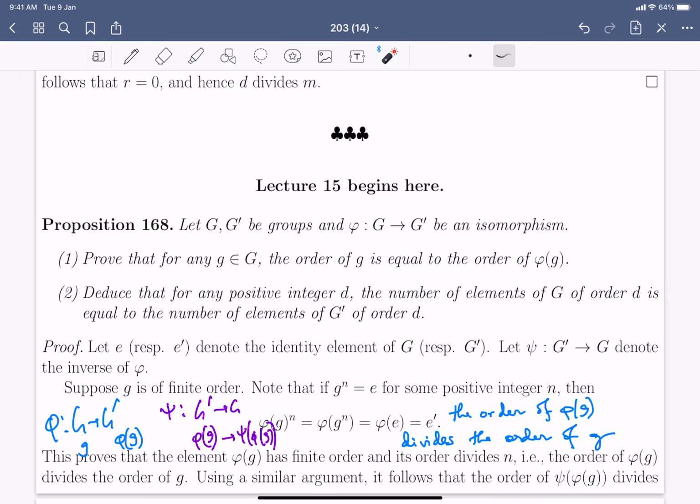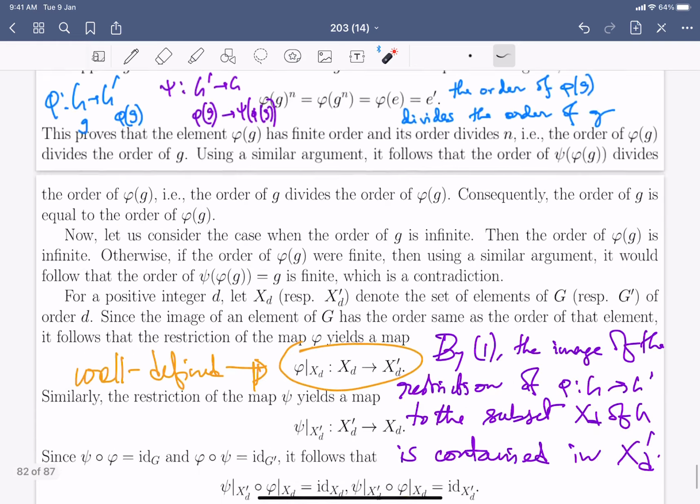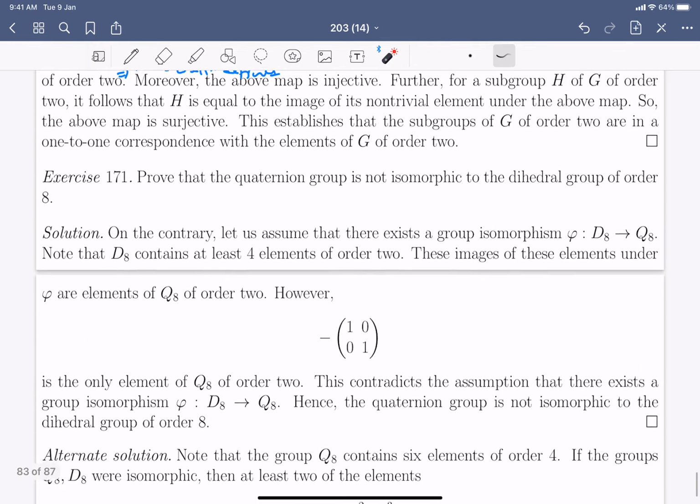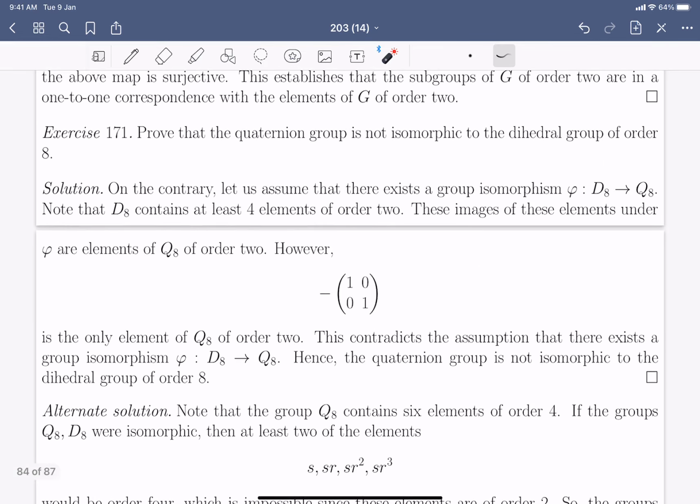The identity element of a group is the only element of order 1. So this statement is valid for d equal to 1 for any two groups G and G prime. Now you start with maybe d equal to 2 and try to see what happens, and then you move on and try to see what can be done.